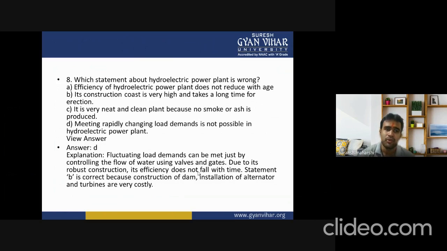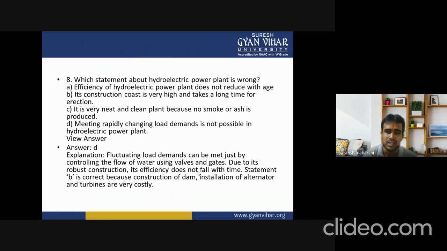Which statement about hydroelectric power plant is wrong? Option A, efficiency of hydroelectric power plant does not reduce with age. Option B, its construction cost is very high and takes a long time for erection. Option C, it is a very neat and clean plant because no smoke or ash is produced. And option D, meeting rapidly changing load demands is not possible in the hydroelectric power plant. So the correct answer is option D.